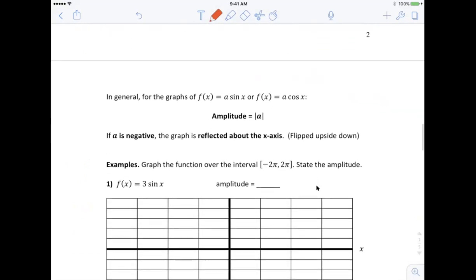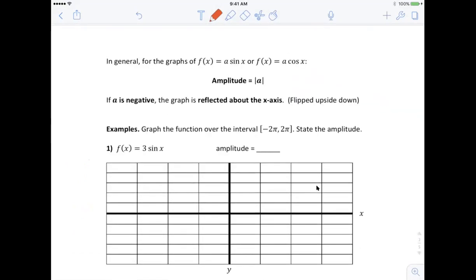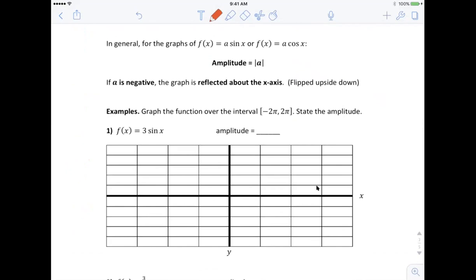Now we're going to play around with the graphs and make them more complicated. Anytime you have a number out front of a sine or a cosine, the amplitude is just that number. Ignore negatives. That's why there's absolute value on this. The only thing a negative is going to do, if a is negative, is reflect or flip that graph upside down.